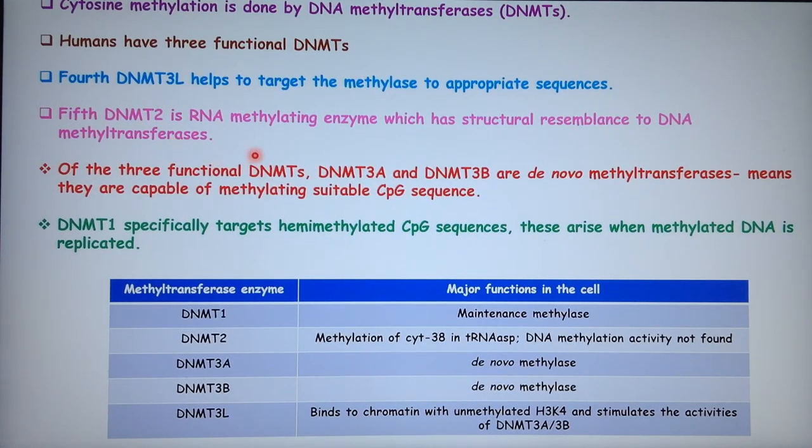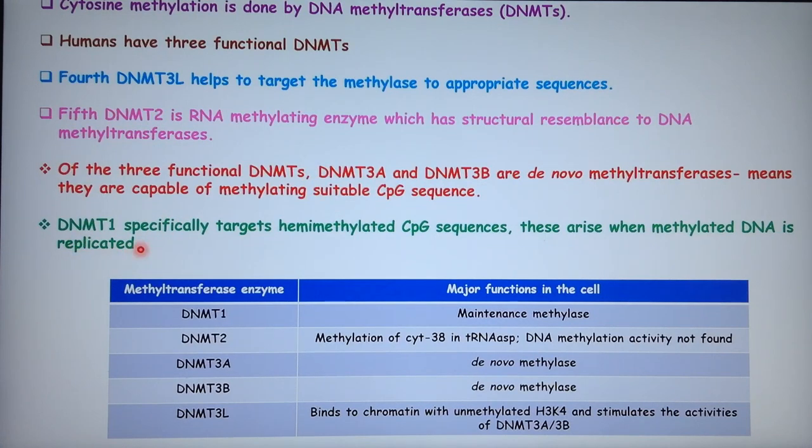resemblance to DNA methyltransferases. So of the 3 functional DNMTs, DNMT3A and DNMT3B, we saw in the first slide, are de novo methylases. De novo methylases means they are capable of methylating suitable CpG sequences. We shall see how they work. They have an important role to play in genomic imprinting.